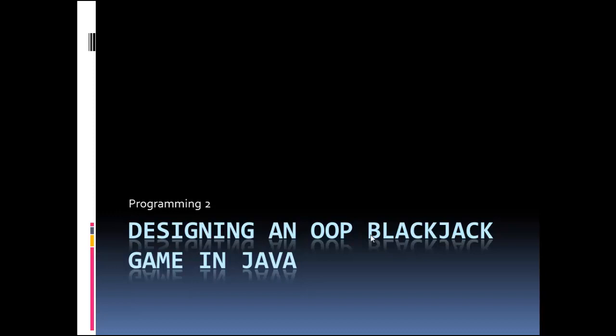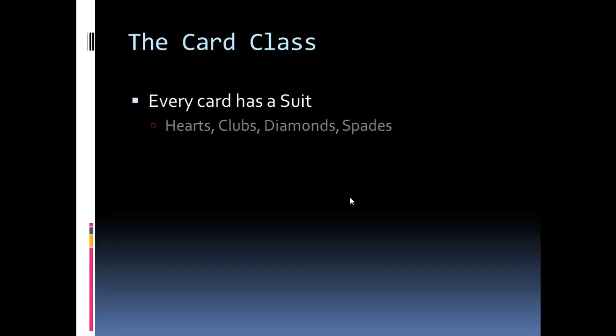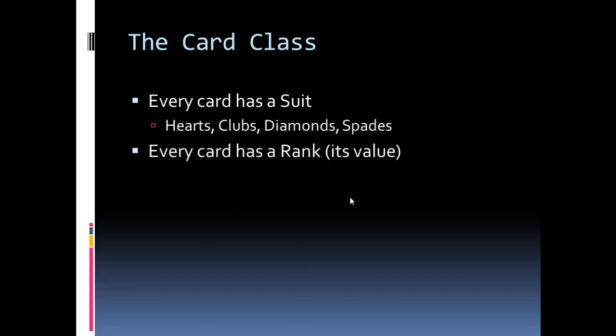object-oriented programming. So what we're going to be doing is working on the card class to begin with. Okay. In a card class, just think about a regular playing card. Every card has a suit. That could be hearts, clubs, diamonds, or spades. Every card is going to have a rank.